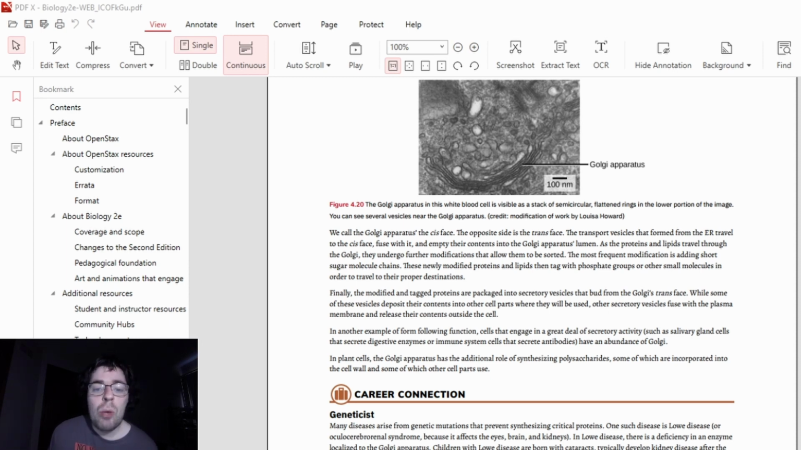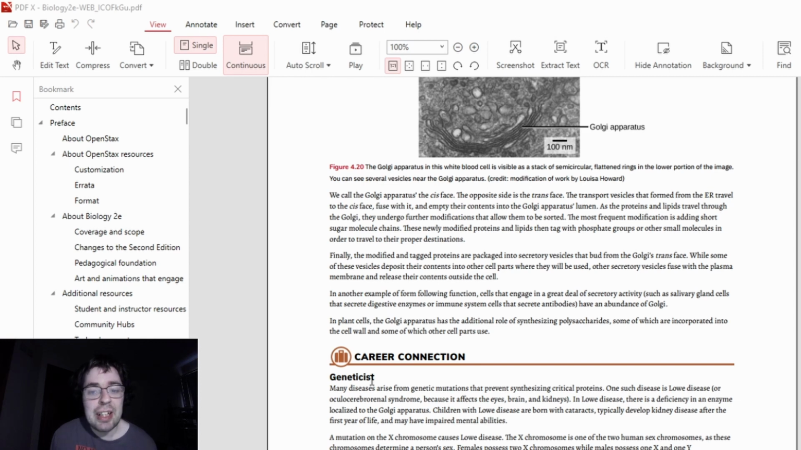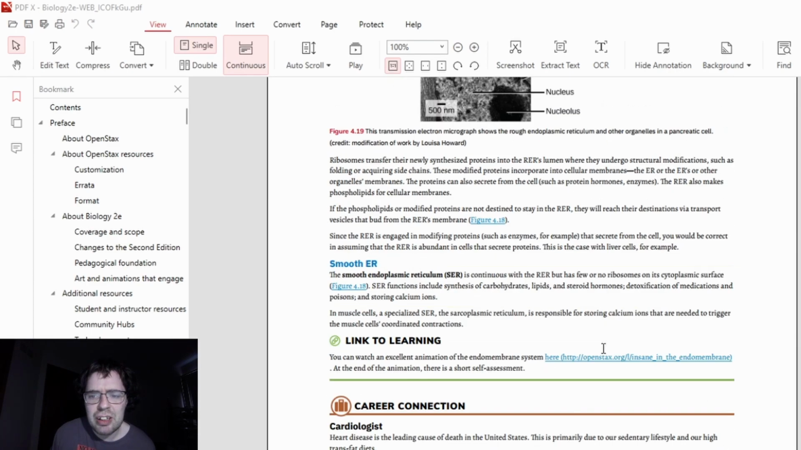Okay, here we go. One side of the Golgi apparatus is called the cis face, and the opposite side is the trans face. I believe cis means to stay the same and trans means to change. I'm trying to see if that's correct.